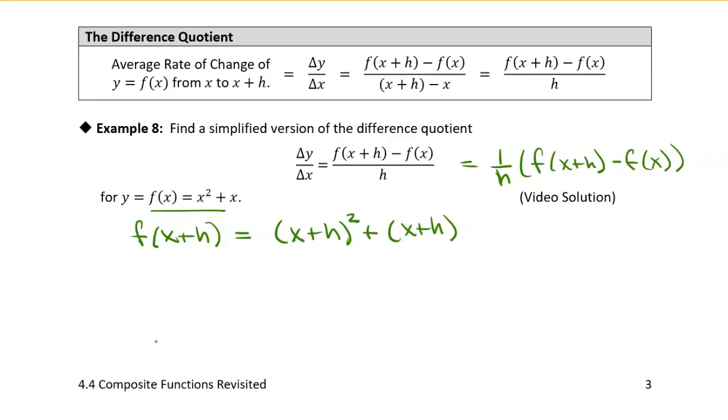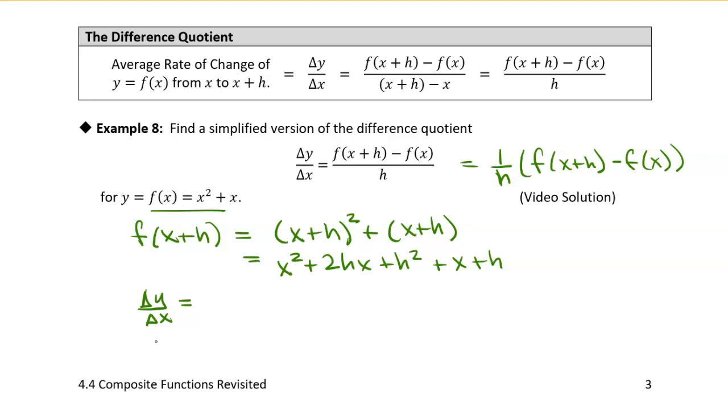And now let's expand that out. All right, I'm going to expand this square. And when I do that, I get x squared plus 2hx plus h squared. And then I really don't need these parentheses here. So I'm just going to write plus x plus h. All right, so we've expanded out the f of x plus h. And now let's go ahead and put it into the difference quotient. Delta y over delta x. All right, just a rise over run calculation.